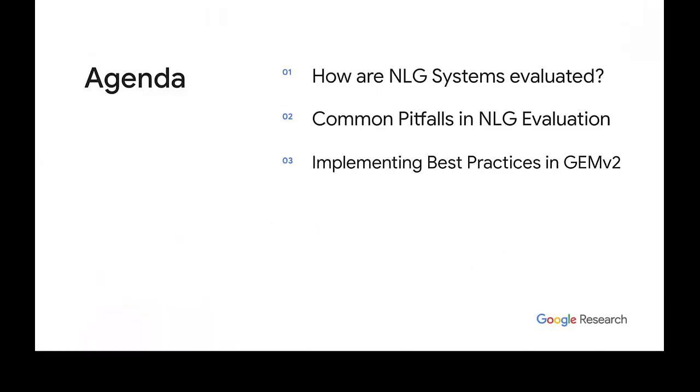I'm going to structure my talk into 3 parts. In the first one, I'm going to give you a brief overview of how NLG systems are being evaluated today. Then I'm going to mainly talk about pitfalls and best practices in these evaluations. And finally, how to implement these best practices in GEM, of which we're currently releasing the second version, where GEM stands for the Generation Evaluation and Metrics Benchmark.